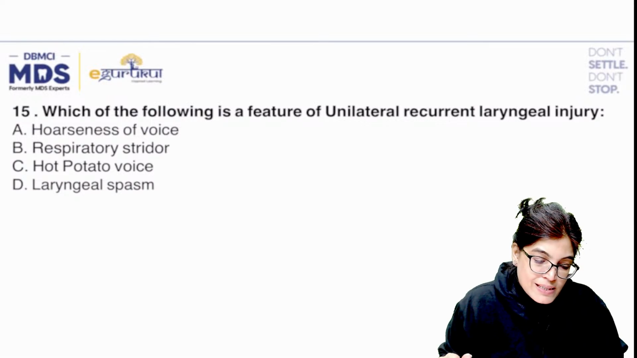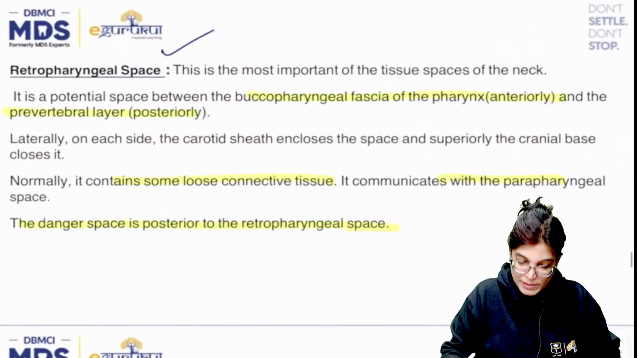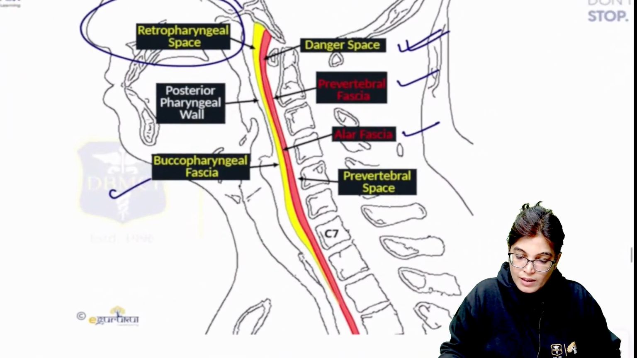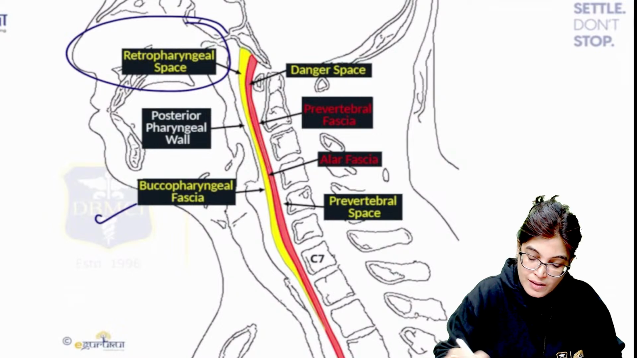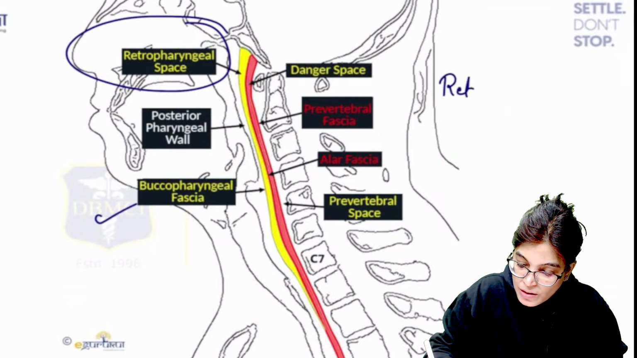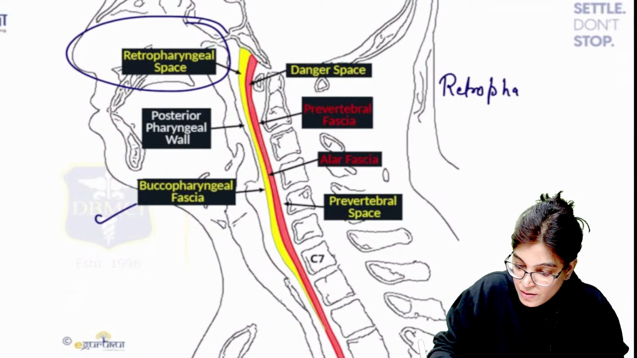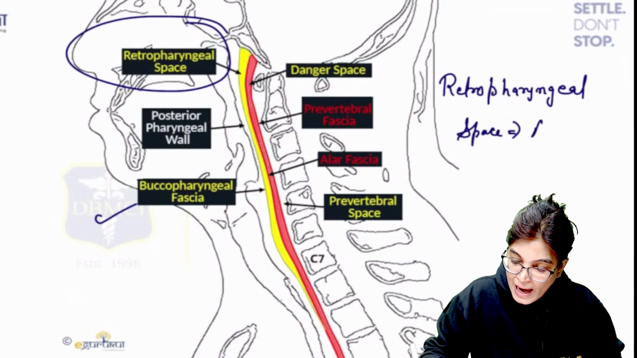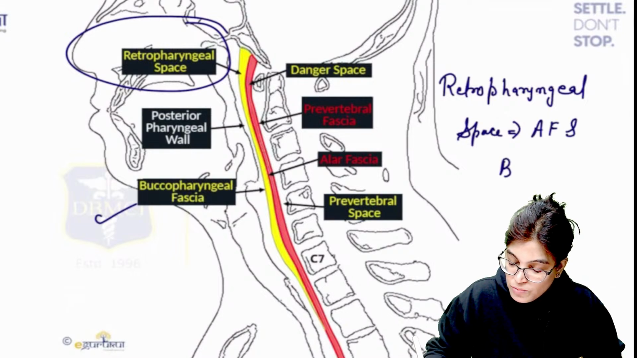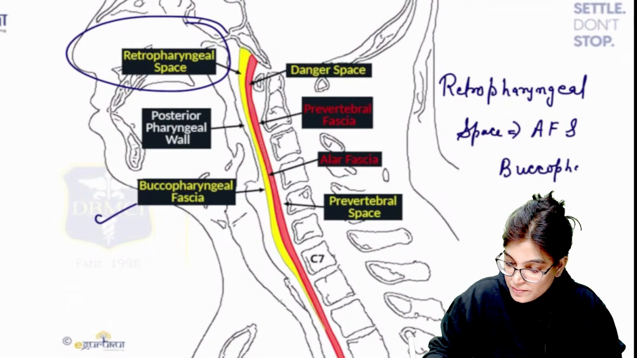Dr. Libra is asking, ma'am, please repeat retropharyngeal space. See this diagram, Dr. Libra. If I am talking about retropharyngeal space, this space is lying between alar fascia and buccopharyngeal fascia.